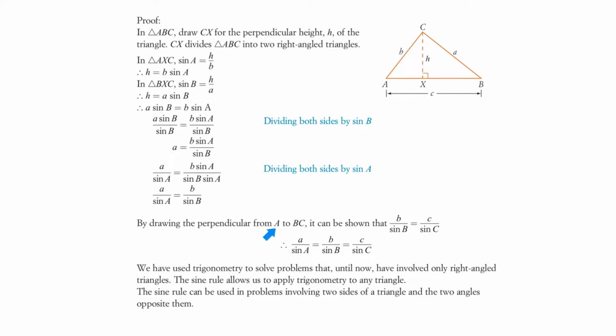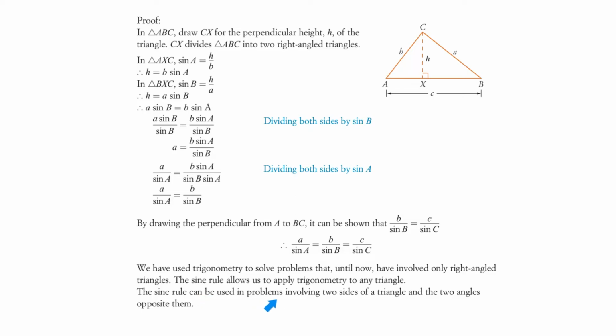And by drawing the perpendicular from A to BC, it can be shown that b on sine B equals c on sine C, and we end up with a on sine A equals b on sine B equals c on sine C. We have used trigonometry to solve problems that until now have involved only right-angled triangles. See, the bigger triangle here is not a right-angled triangle. It's only these two smaller ones that we've created a right angle. The sine rule allows us to apply trigonometry to any triangle.